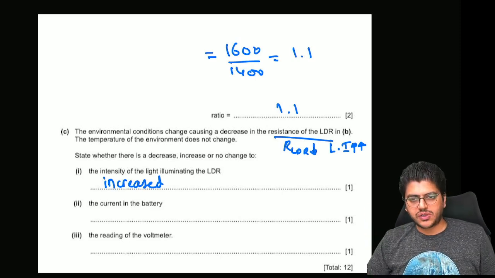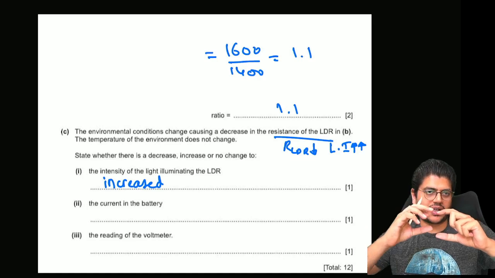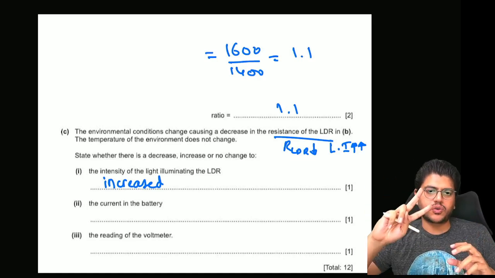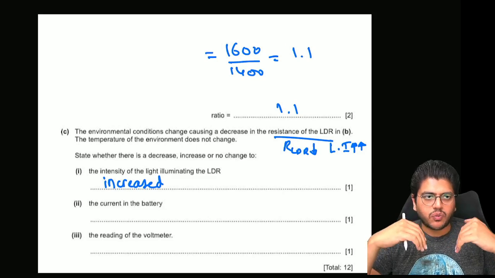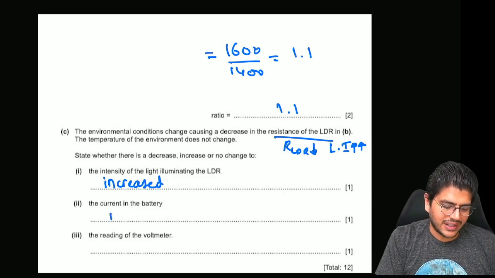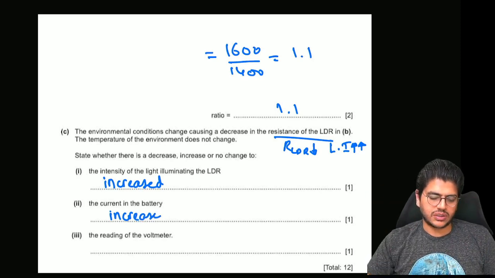What will happen to the current in the battery? What happens when resistance falls? It's not important that one part of the circuit has less resistance. What happens to the resistance of the circuit? In the circuit, you've got two resistors. If even one of them has less resistance, the amount of current in the circuit will increase. Because you know that when resistance goes down, the current goes up.